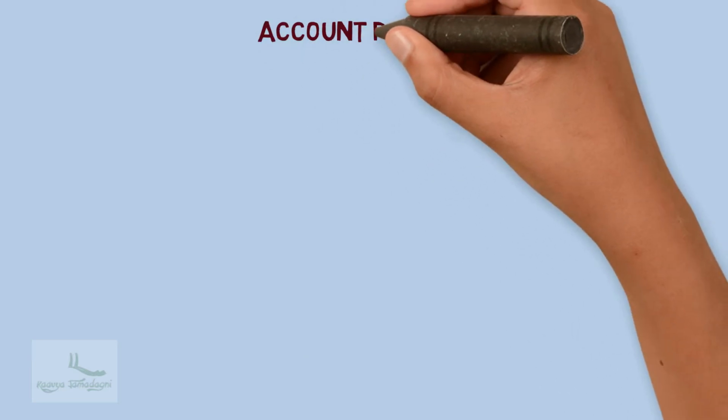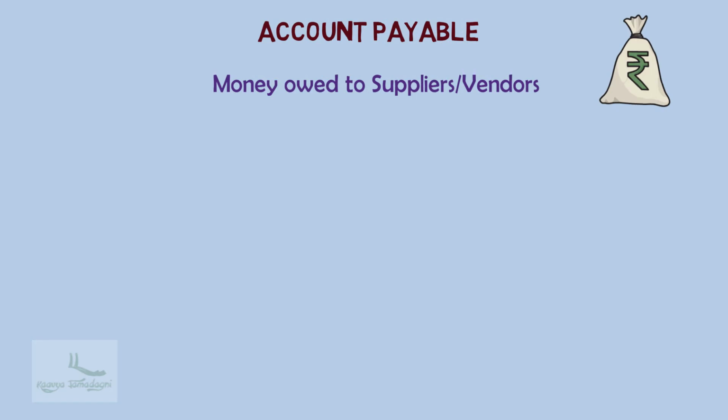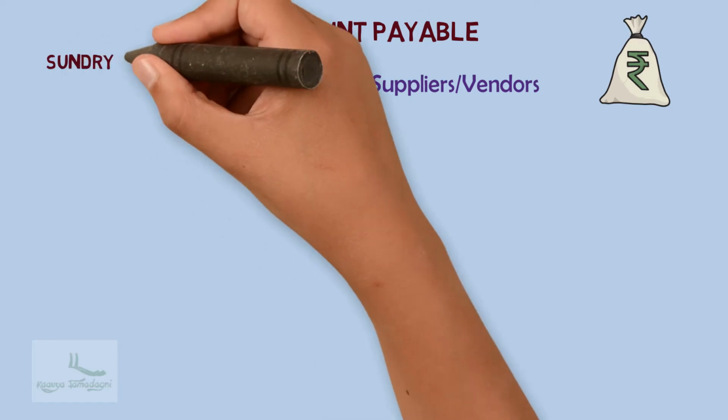Account payable. From the last few sections, we were performing all the transactions related to account receivable or sundry debtors. But in this section, we will look into the business transactions which are related to account payable. Account payable refers to the money owed by a business to its suppliers or vendors for the goods or services availed. Sometimes the account payable GL account is also called sundry creditors.